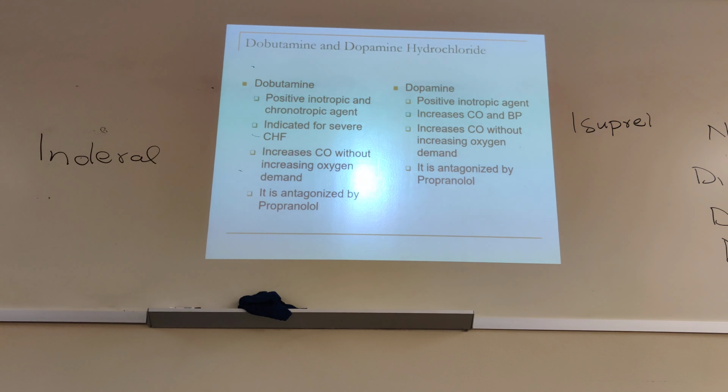And then we have dopamine. Dopamine is very common at the hospitals. It's just as common as Albuterol is to bronchodilators. It is a positive inotropic agent. It increases cardiac output and blood pressure, without increasing oxygen demand. And again, the antidote for that is Inderal. Okay?